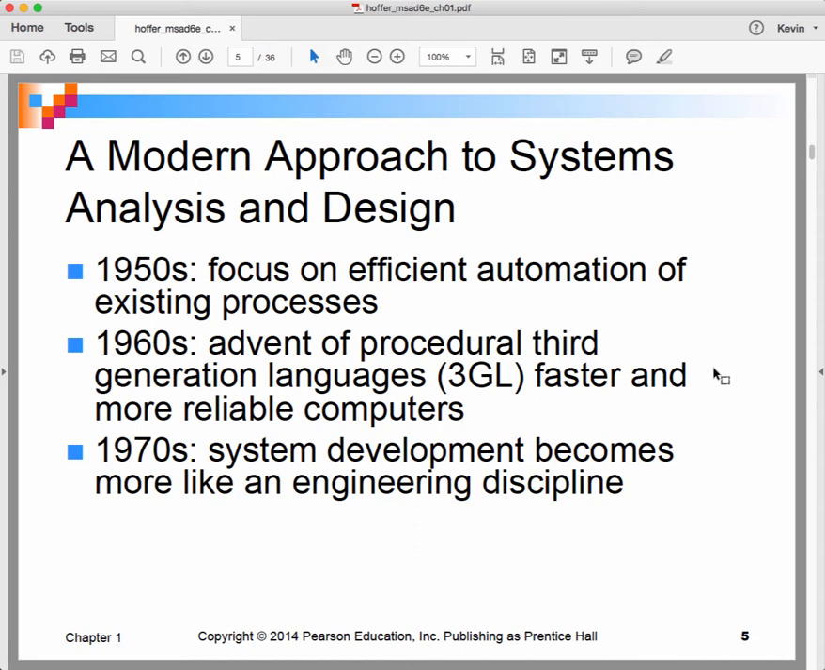In the 1950s, there was a focus on efficient automation of existing processes. So not a lot of people were trying to do jobs that couldn't be done before computing. These were jobs that had been done in a more manual way that we were trying to make work more efficiently. In the 1960s, we had the introduction of third-generation computer languages, languages like COBOL and PL1 and Fortran, and bigger, faster, more reliable computers. Those changes gave us greater capability, so we could tackle bigger problems than we were able to solve in the 1950s. In the 1970s, system development becomes more like an engineering discipline.